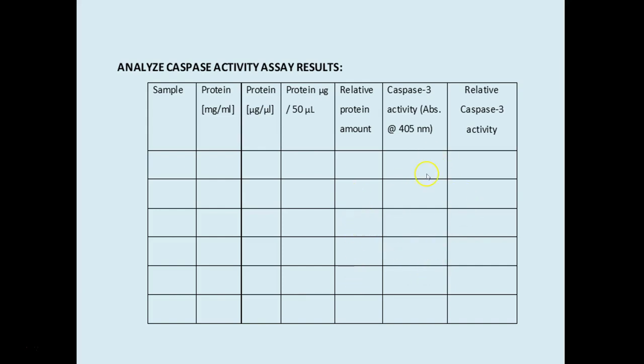Your caspase 3 activity numbers are provided to you after blank correction. So you are going to put in those numbers as is into this next column. And to do your relative caspase activity, you will take your caspase numbers and divide them by relative protein amount.